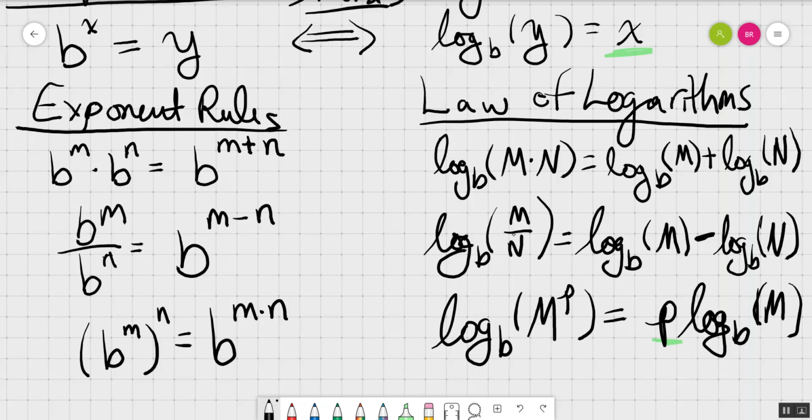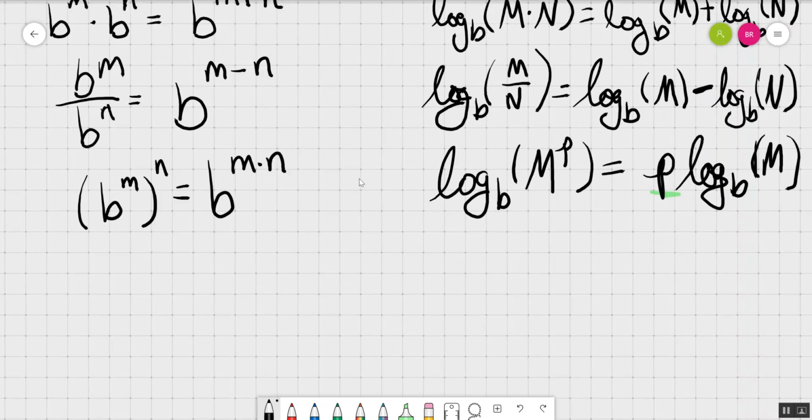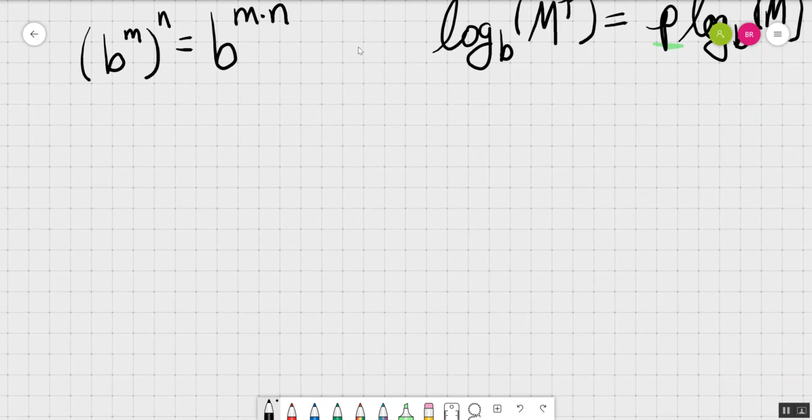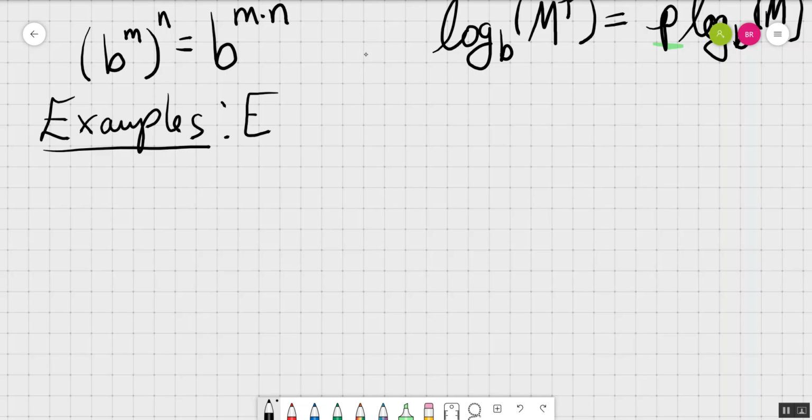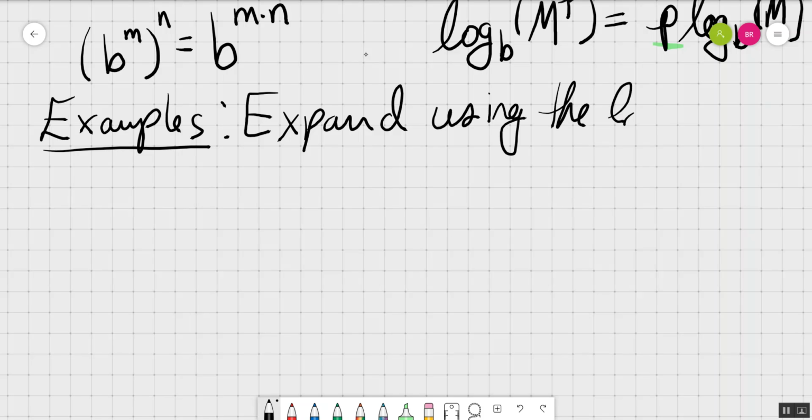Let's do some examples. For these first ones, we're going to expand using the laws of logarithms. Later, we're going to contract. They also call these the log rules or the log laws.